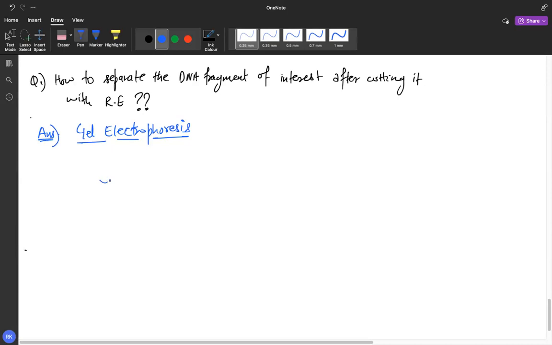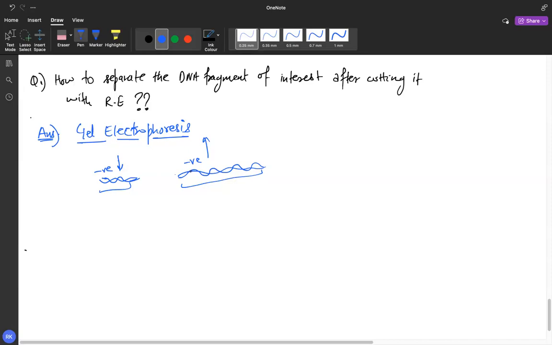So DNA is a negatively charged molecule. And if there is a small fragment of DNA versus a large fragment of DNA, the negative charge will be higher here than here, right? Because the negative charge comes from the phosphate group. So this will have, let's say, 10 phosphate groups. This will have 50 phosphate groups. So more negative, correct?